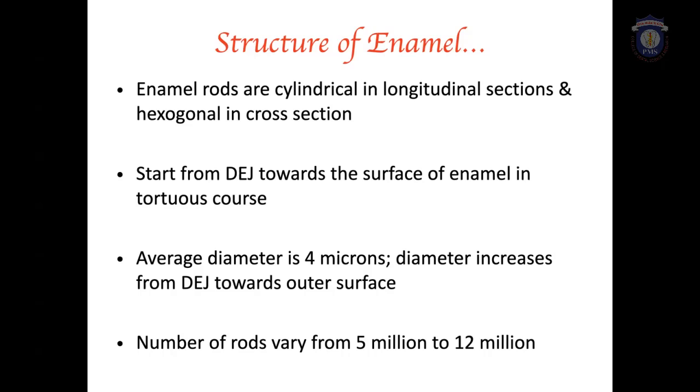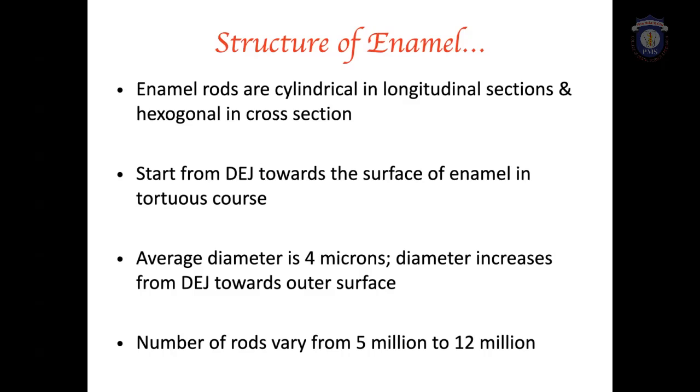It is not straight like a line. It is always tortuous. And the average diameter of the enamel rod is 4 micron. And the diameter increases from the DEJ towards the outer surface. Like from the DEJ, where the enamel starts, the diameter is less and it gradually increases as it goes towards the surface of the enamel. And also the number of rods varies from 5 million to 12 million.